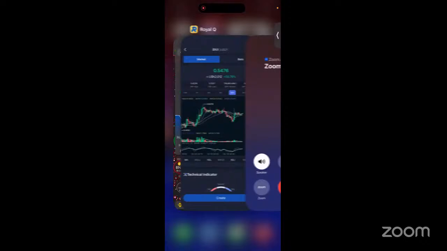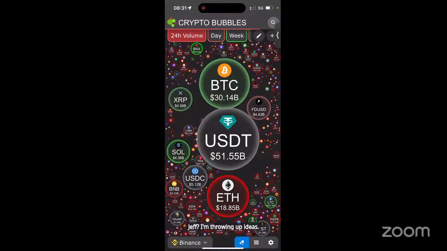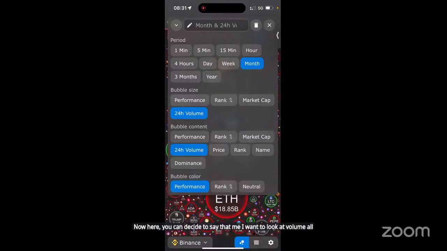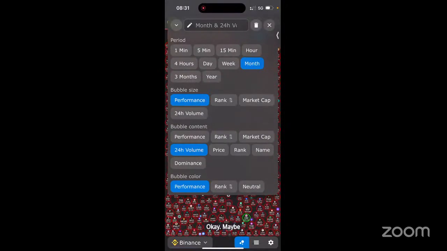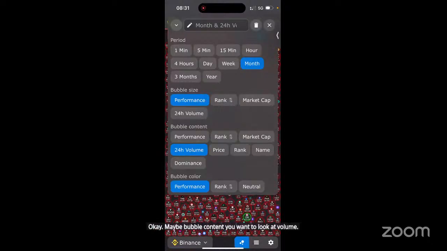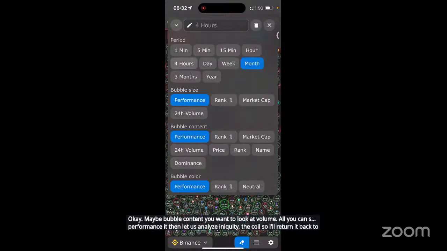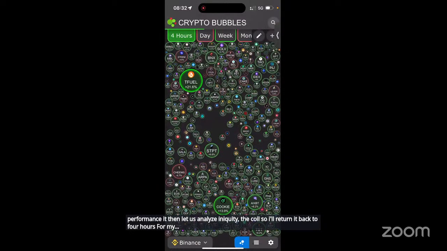I'm throwing up ideas. Now here, you can decide that you want to look at volume; for bubble size, let it be performance. Maybe for bubble content, you want to look at volume. Or you can say still performance, then later as you analyze, you look at the coin. So I'll return it back to 4 hours for my basic understanding.